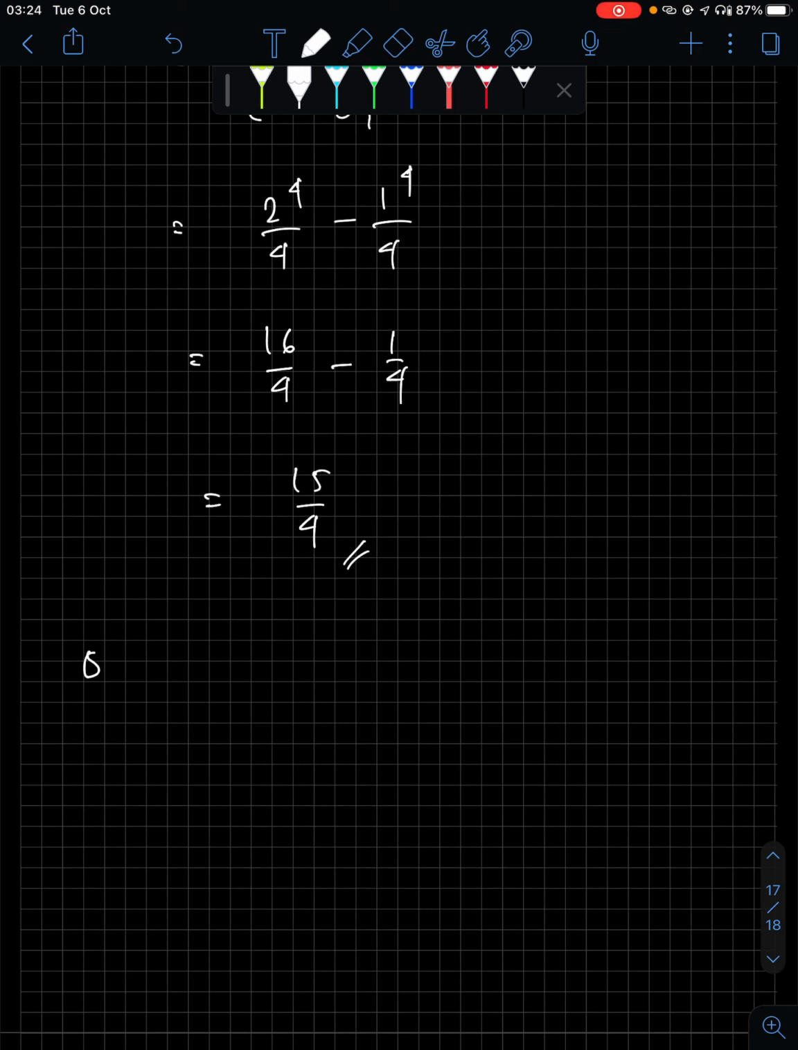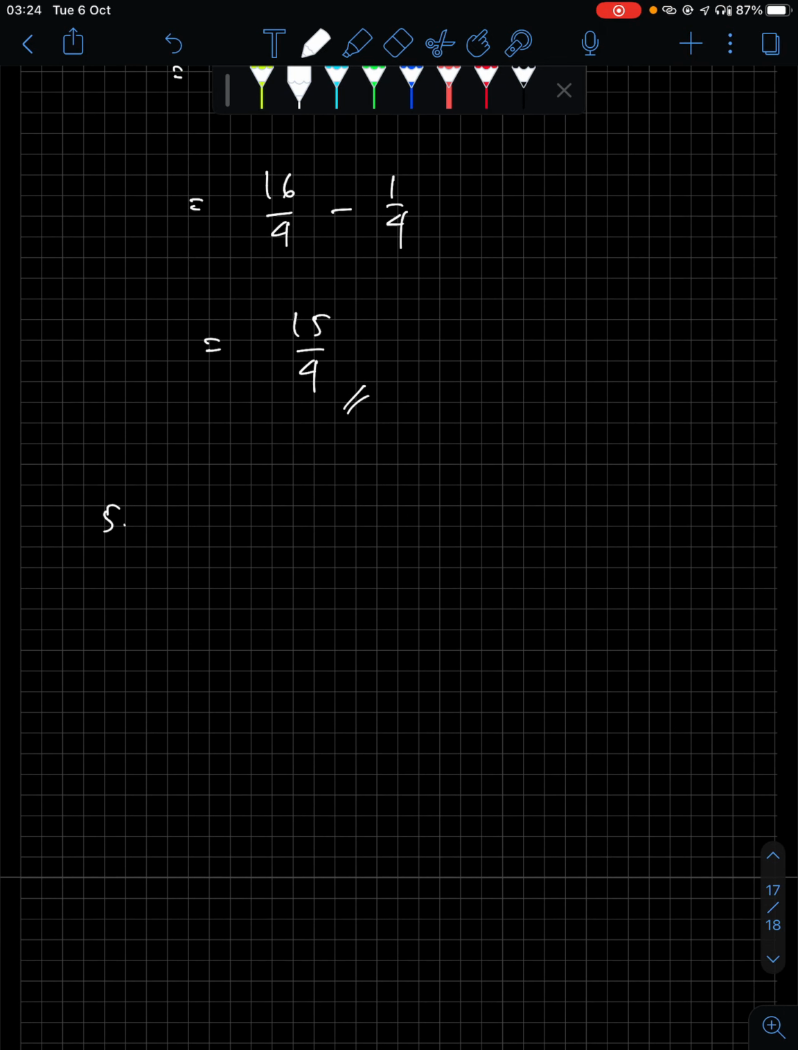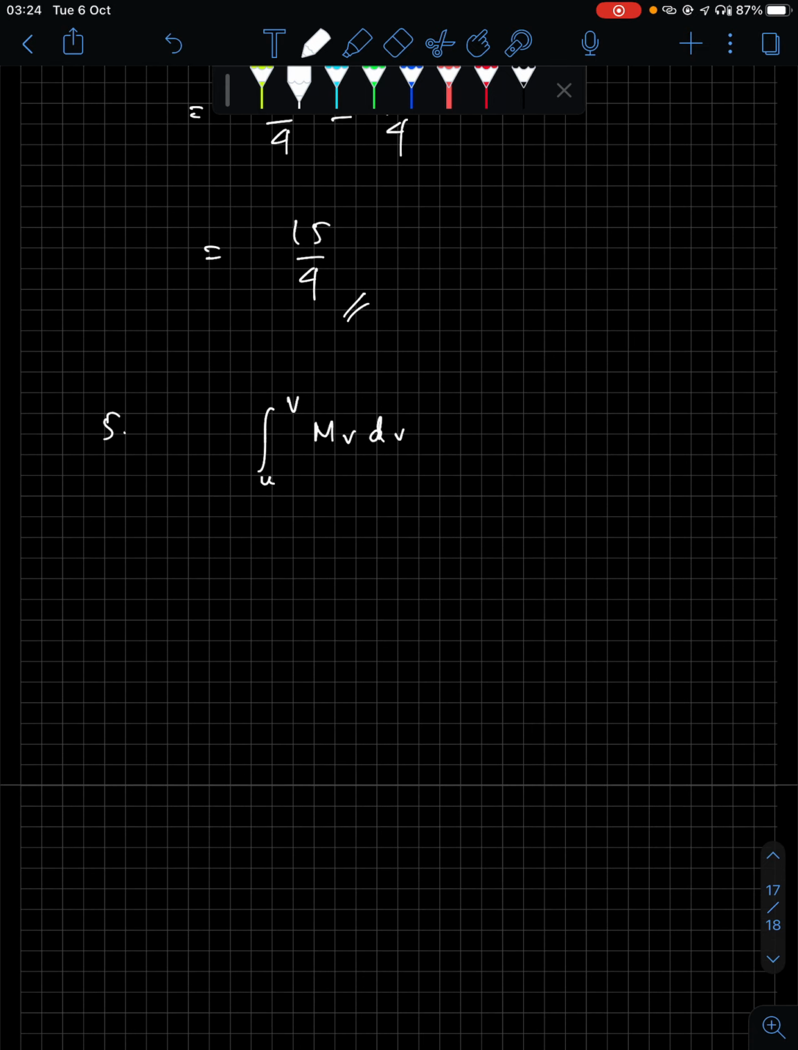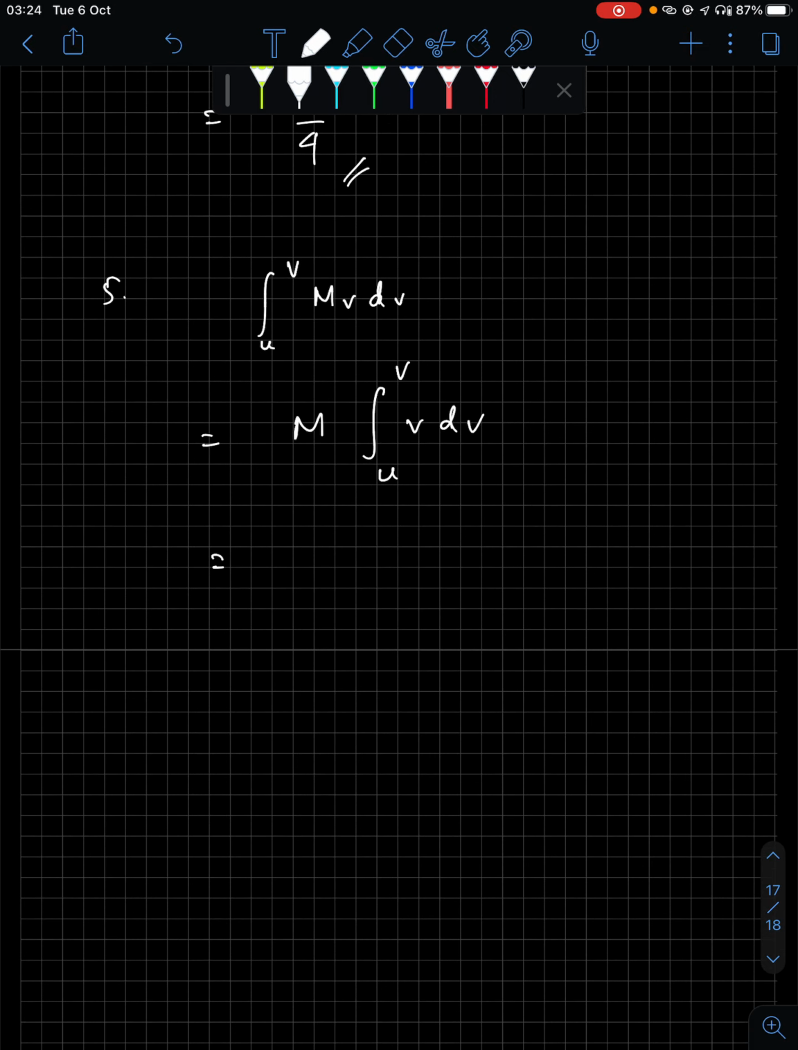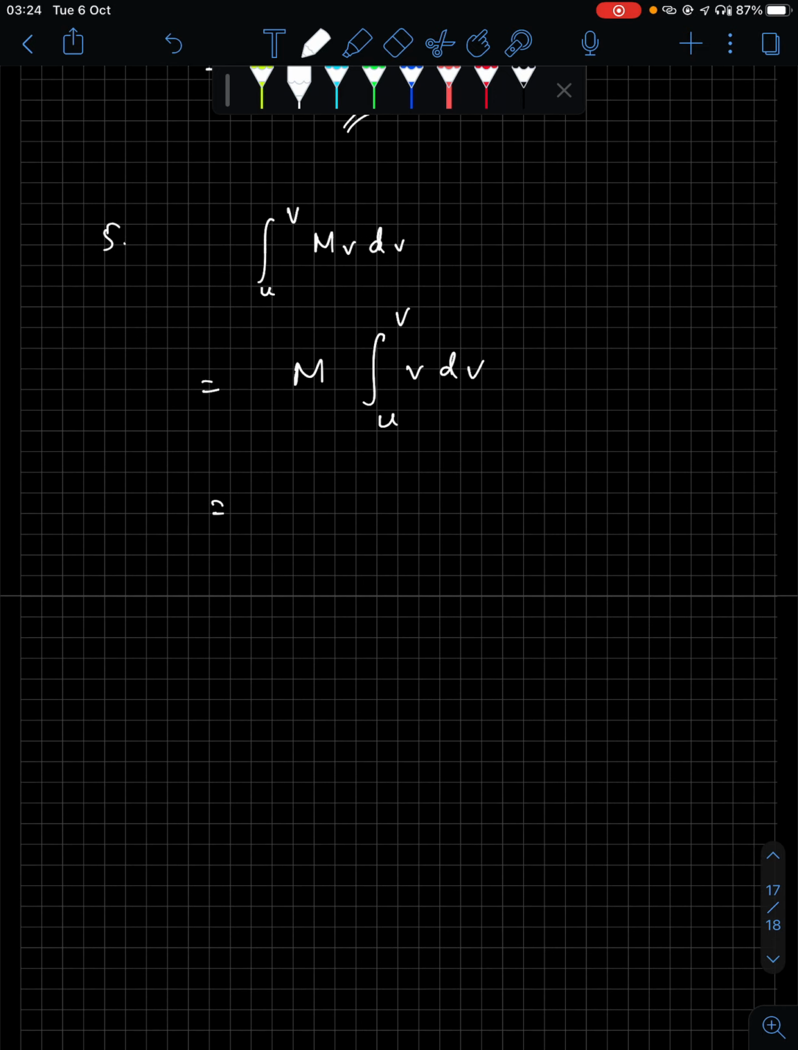And the last homework sum, that was number 5. Yes, number 5. Integral u to v mv dv. So m taken common, m is a constant here, right? v dv, limit is from u to v. So integral x dx is x square by 2. So integral v dv will get you v square by 2. So m v square by 2, and you put the limits here.